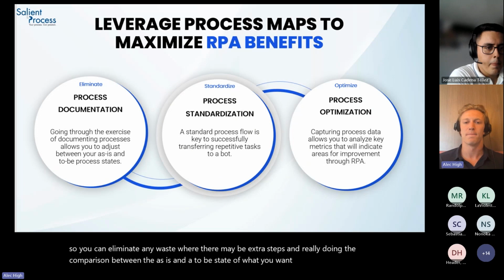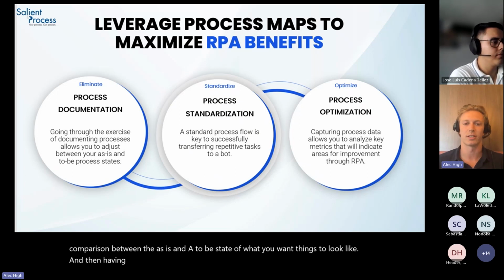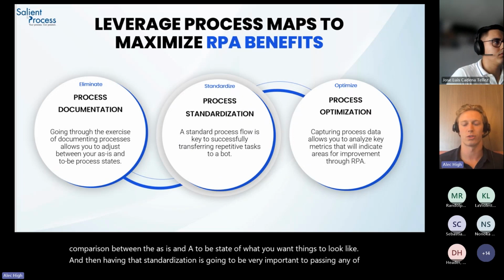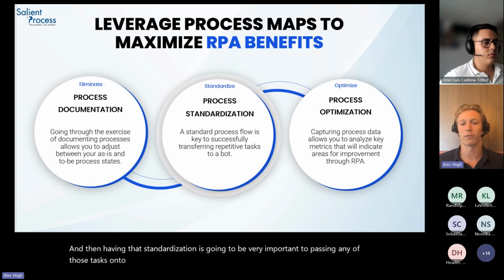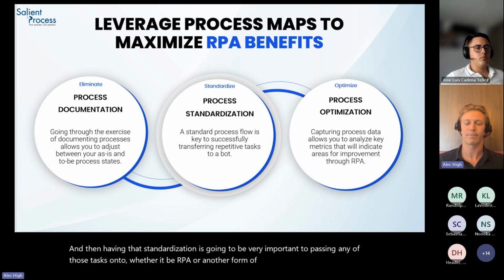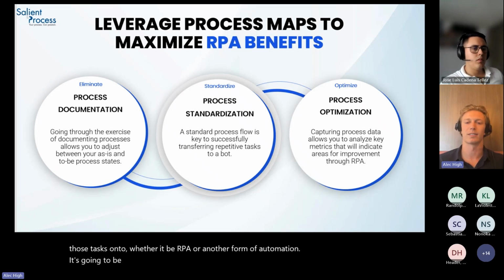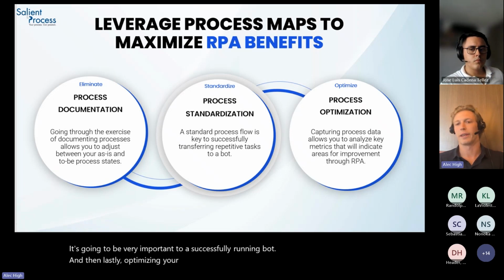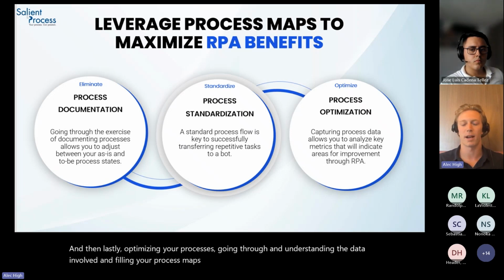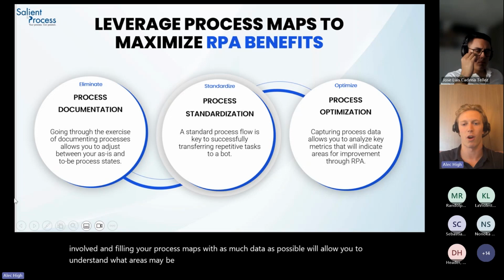And then having that standardization is going to be very important to passing any of those tasks on to, whether it be RPA or another form of automation. It's going to be very important to a successfully running bot. And then lastly, optimizing your processes, going through and understanding the data involved and filling your process maps with as much data as possible will allow you to understand what areas may be most advantageous for RPA.